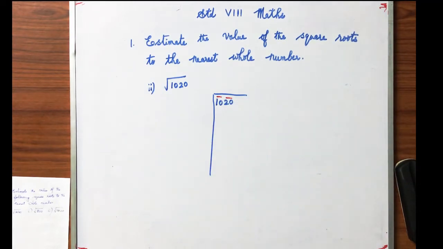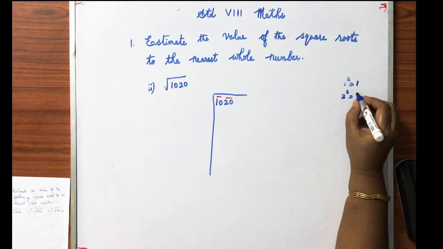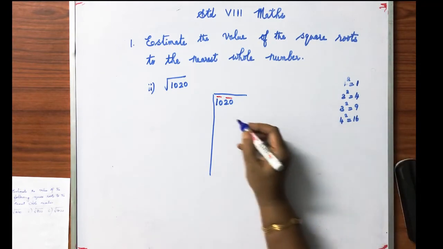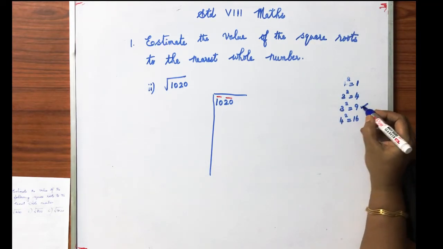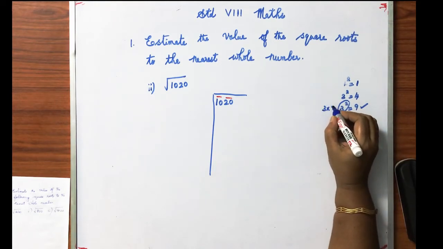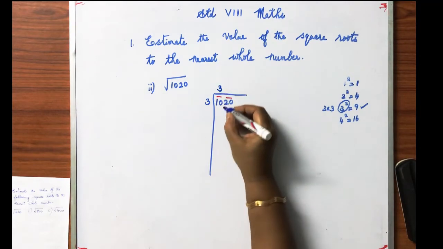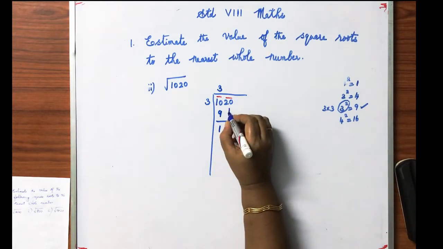What is the next step? We have to find out the square number less than or equal to 10. So 1 squared is 1, 2 squared is 4, 3 squared is 9 and 4 squared is 16. So which number is closer to 10? 9 is the square number. Which number squared is 9? 3 squared. 3 squared can be written as 3 into 3. So 3 should be written as divisor and 3 in the quotient. So 3 3s are 9. Now 10 minus 9 is 1. Now bring down the next pair.